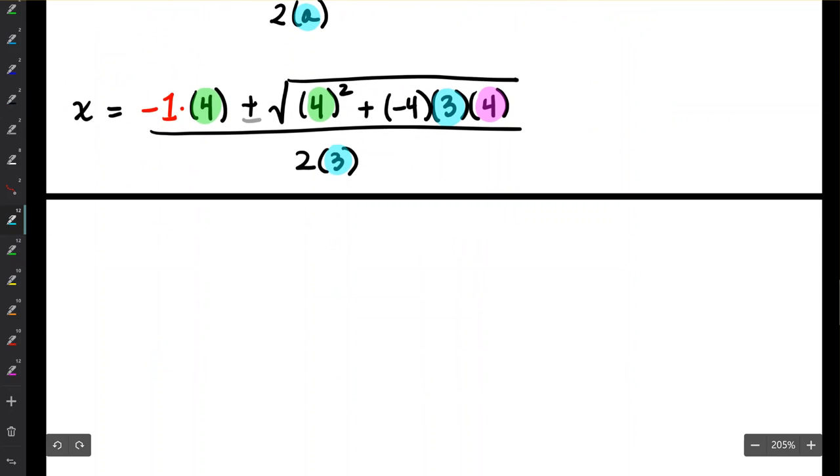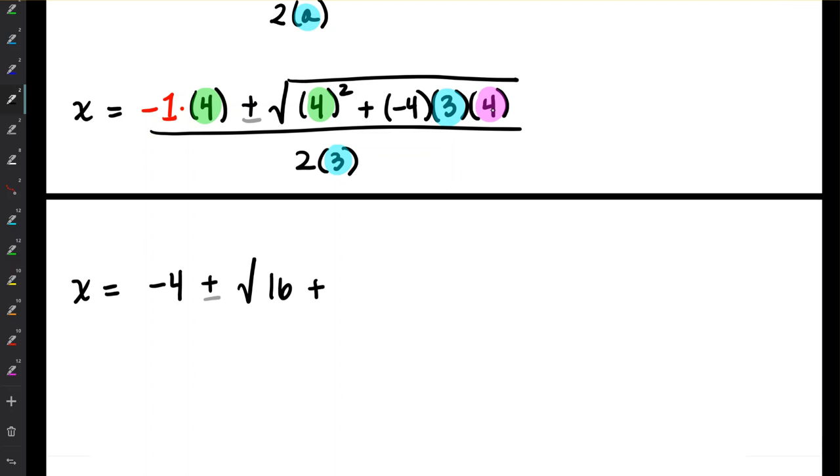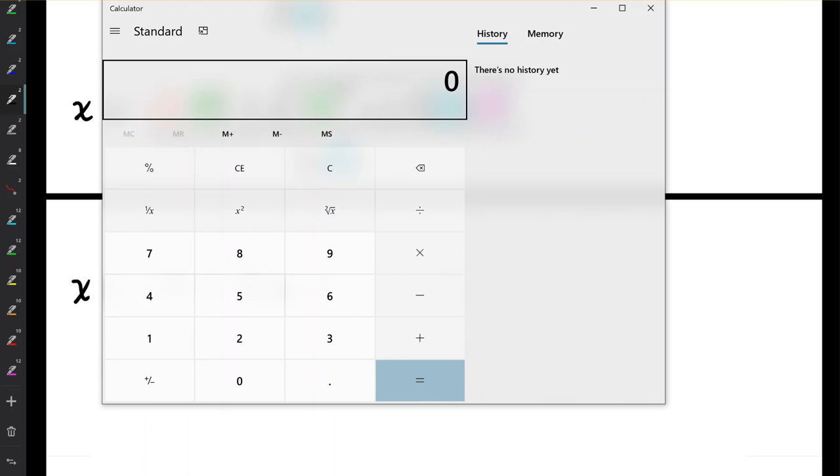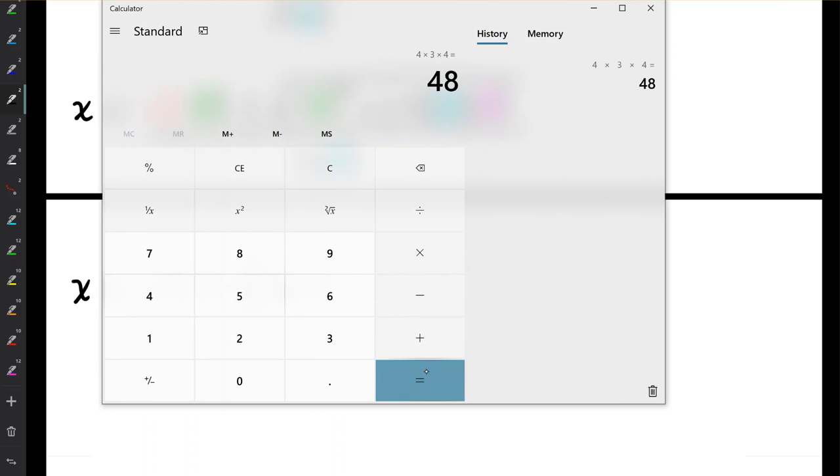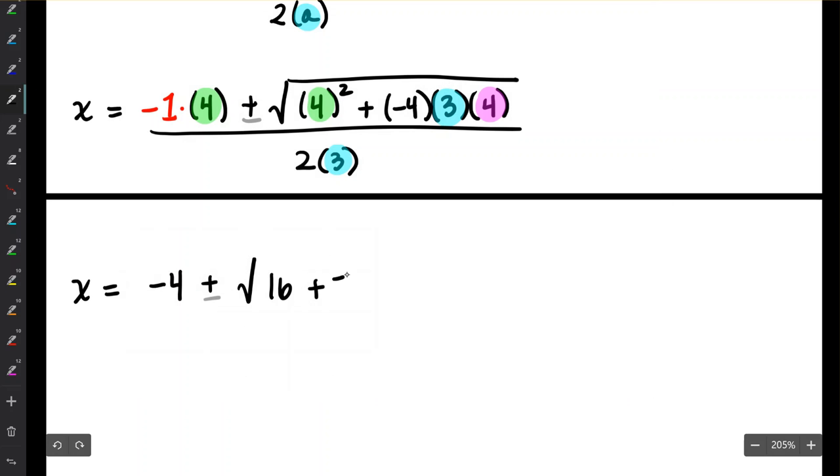So now let's go ahead and simplify that. X is equal to -1 times 4, so a -4, plus or minus, I'm going to go ahead and write them both, the square root of 4 squared. 4 squared is 4 times 4, which is 16, plus a -4 times 3 times a -4, that's going to be negative, right? 4 times 3 times 4, that's going to be -48. All over 2 times 3, which is 6.